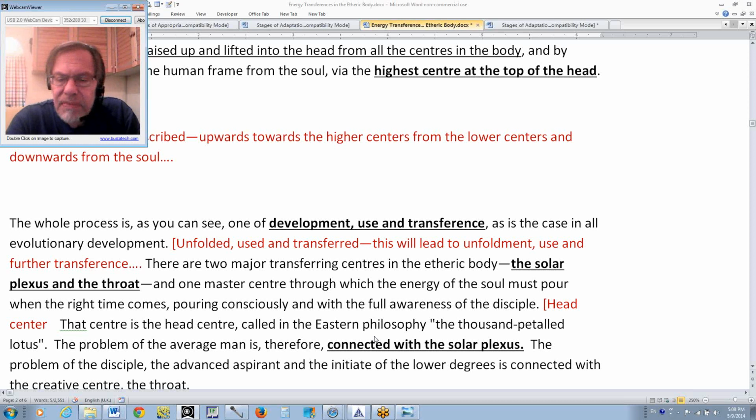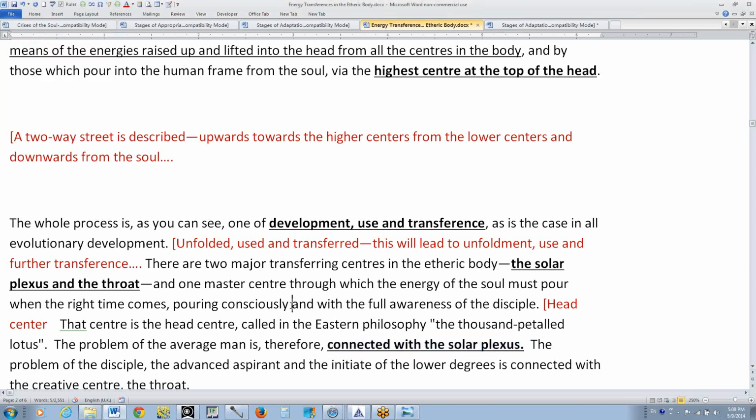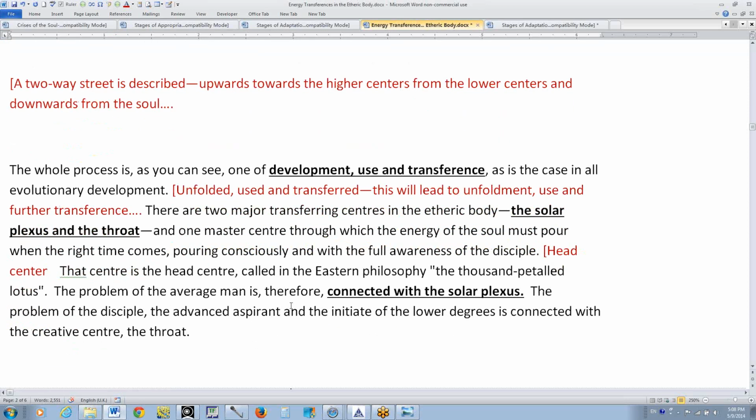The problem of the disciple, the advanced aspirant, and it really, in a way, the disciple is an advanced aspirant. I mean, you're pretty well a disciple by the time he's taken the first degree, and he says all true aspirants have taken the first degree. He does say also that his job is to train aspirants for initiation, and he considers the first two initiations and even the third as the legitimate objective of training. So certainly by that time one is a disciple. The problem of the disciple and the advanced aspirant and the initiate of the lower degrees, maybe these are all more or less equivalent, so probationary initiates, is connected with the creative center, the throat center.